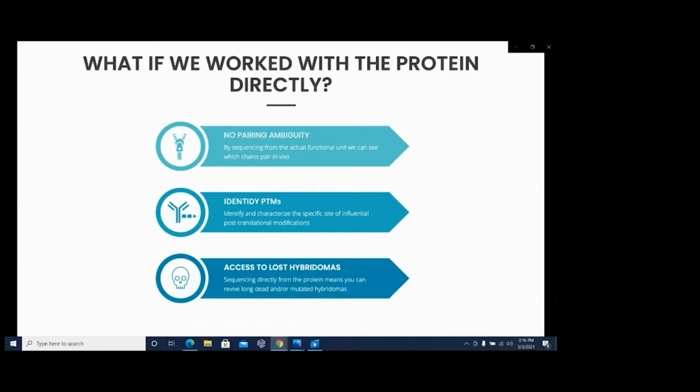And lastly, one of the biggest benefits of working with the proteins directly is that you don't need access to the actual living cells. There are tons of cases in which either the hybridoma dies, it mutates, or a researcher has been working on this hybridoma library for their entire life. And once they retire, all of the existing cells are thrown out, and all we have left is the protein. And with hybridoma sequencing, there's absolutely no way that we can go about recovering that.